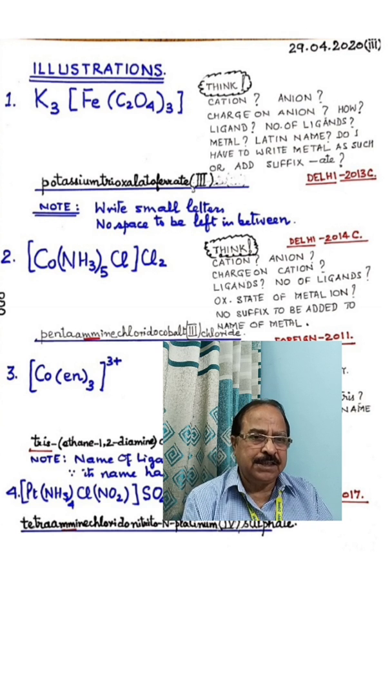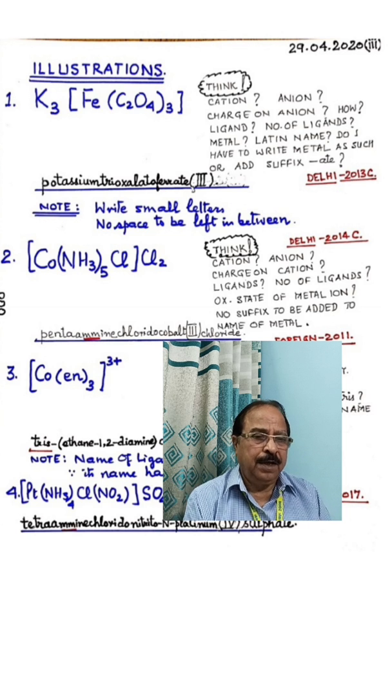So the oxidation state of iron is 3. So the name is potassium trioxalato ferrate, and in bracket I have written 3. Similarly, let me discuss the second example. Now in the second example, the cation is the coordination entity itself, and the anion is 2 chlorine atoms.